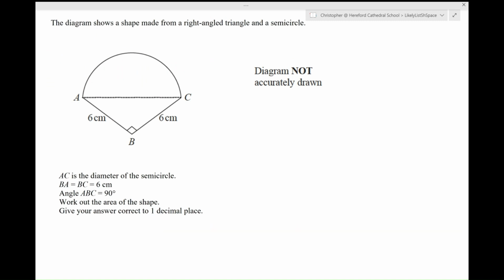Now I need to find the area of this shape. So I'm going to need to know the length of AC because that's the diameter of that semicircle. So I'm going to use Pythagoras to find the length of AC because D is the hypotenuse. So I've got D squared equals 6 squared plus 6 squared, which means that D squared is 72, and so D is the square root of 72. Let's leave that as it is for the moment.